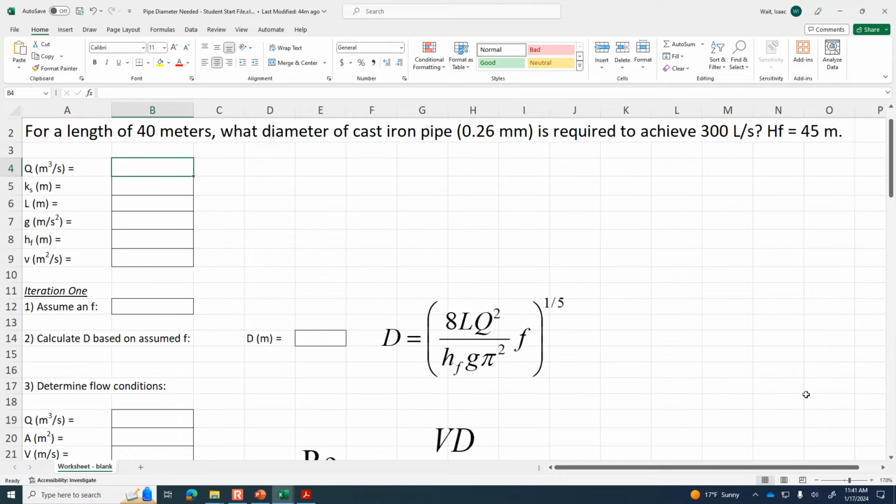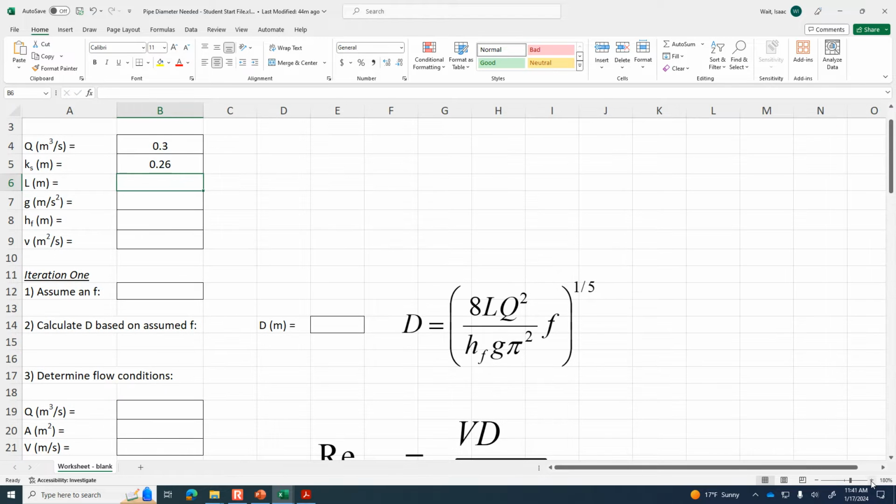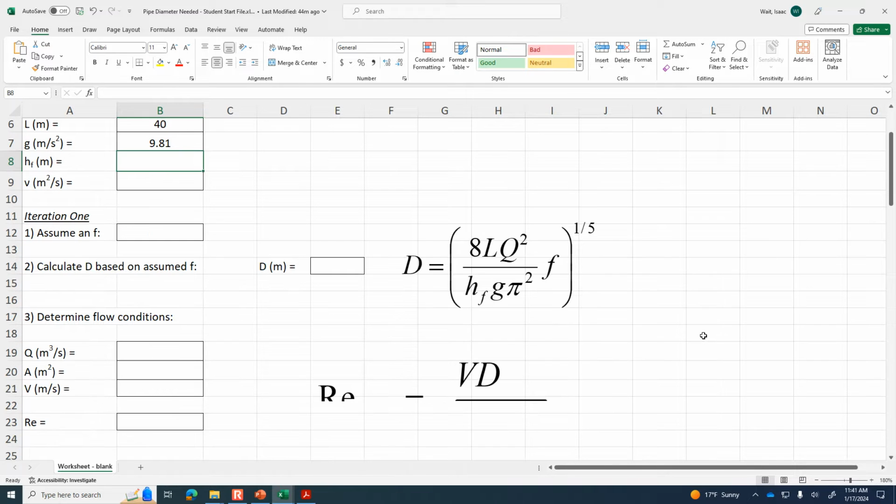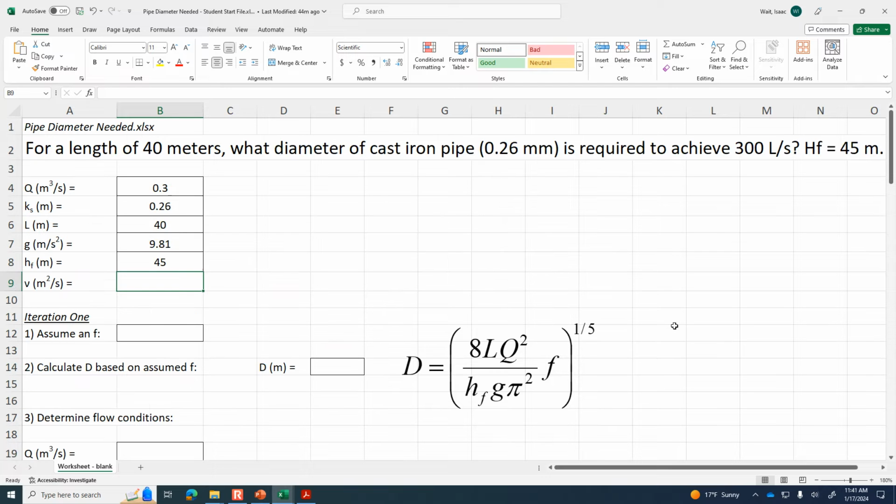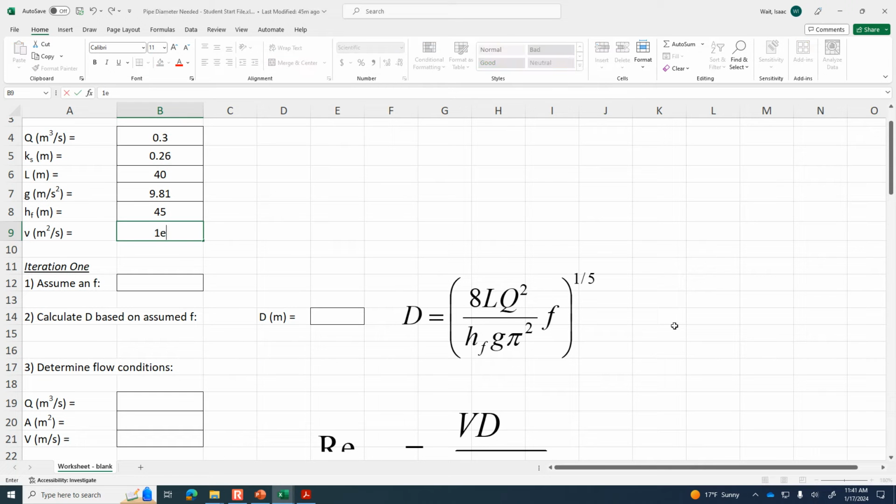The flow rate needs to be in cubic meters per second, so I'm going to type in 0.3 cubic meters per second. The K sub S is 0.26 millimeters. The length of the pipe is 40 meters. G is 9.81 meters per second squared. The head loss that's driving the flow through the pipe is 45 meters. And the kinematic viscosity of water is 10 to the minus 6 meters squared per second.